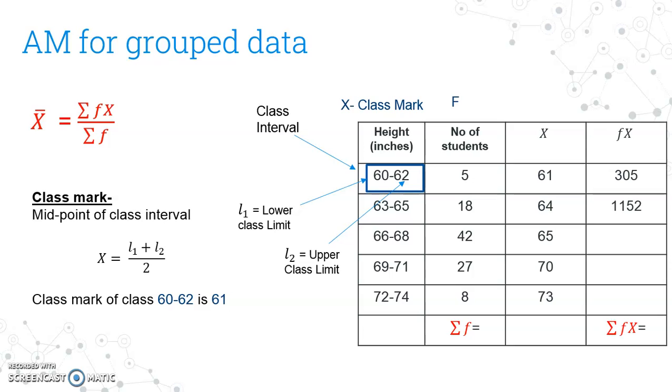Now next thing is, let us add one more column indicating the value of f into x. So if you see here, 5 into 61, that is nothing but 305. 18 into 64, the value is mentioned here. You can find out the remaining values. Now once you find out all the 5 values given, you can take summation of all the 5 values. That is gonna be summation f into x. You can take summation of all the values of column f, that is frequency. That is gonna be summation f. You can substitute all the values here in the formula and you can find out answer for arithmetic mean for group data.